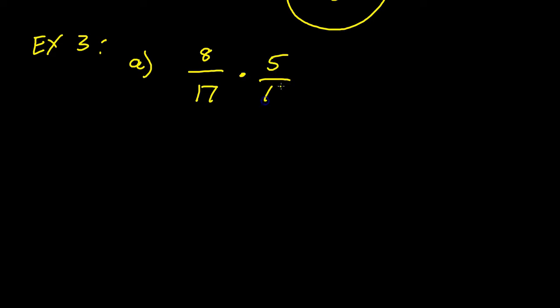So beware of that. Example 3. In our text, let's see, part A, I've got 8/17 times 5/16. Multiply the two fractions and simplify as needed. Well, if I look to cross cancel, let me do this thing again here.